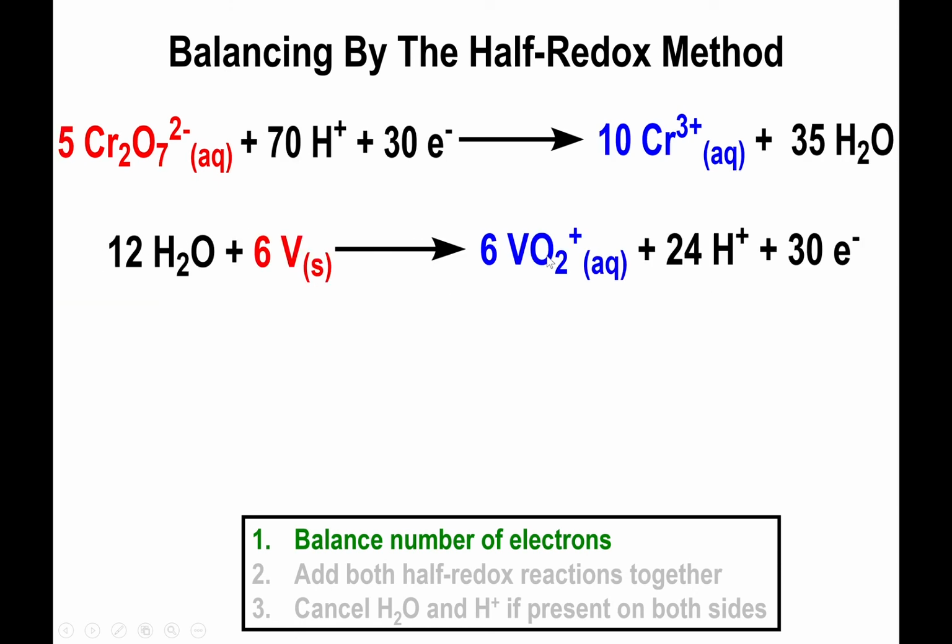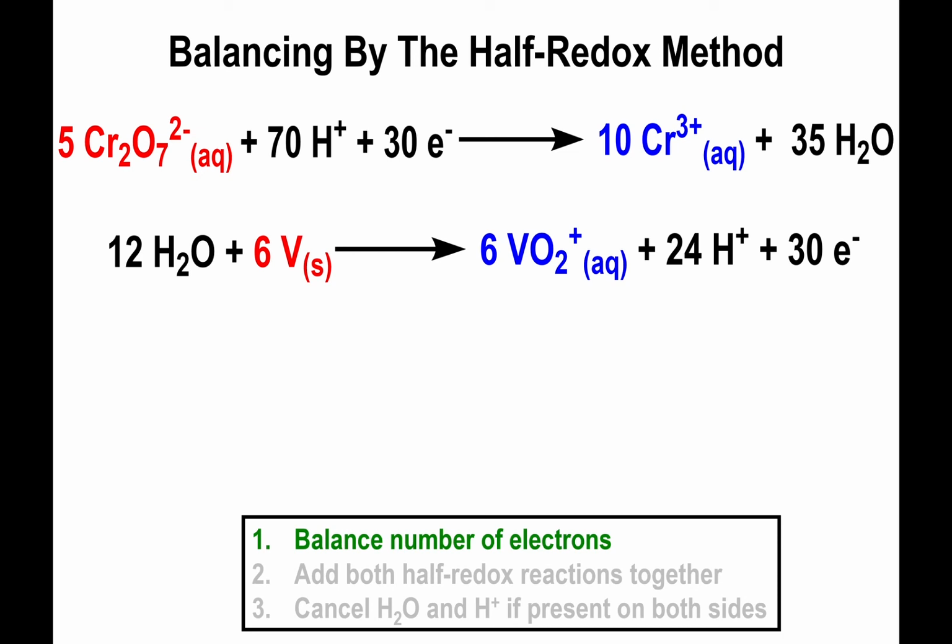And the same thing goes for the second equation. Multiplying everything by 6 will give us a total of 12 waters, 6 vanadiums, 6 vanadiols, 24 H pluses, and 30 electrons. So notice now that the electrons are balanced. And at this instance, what you should have is all the non-oxygen atoms balanced, all the oxygen atoms balanced, all the hydrogen atoms balanced, and now the electrons are balanced.